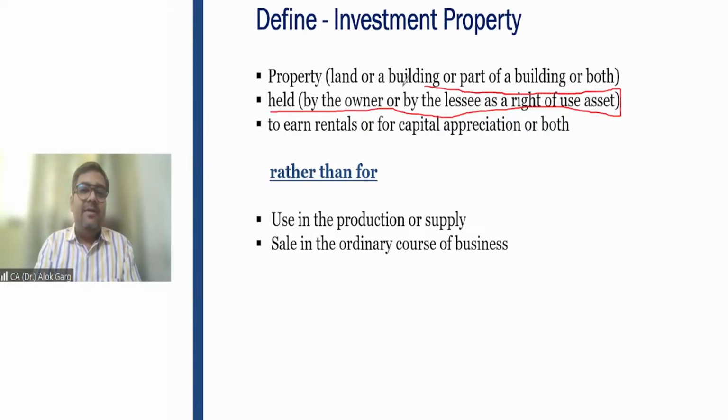In the definition, it is written that the land or building is held by the entity, which means acquired by the entity, or held by the owner, or by the lessee as a right of use asset. So land and building held by the owner is very clear. If I have purchased the land and building, I am the owner, right? Or by the lessee as a right of use asset. Sir, what is meant by this right of use asset?